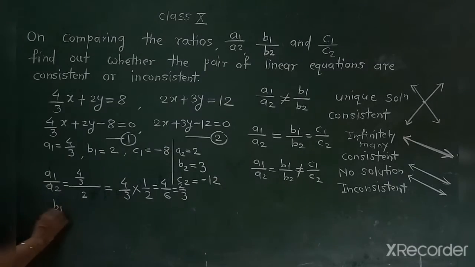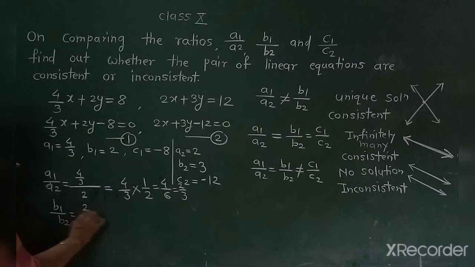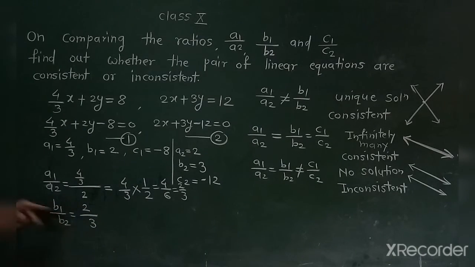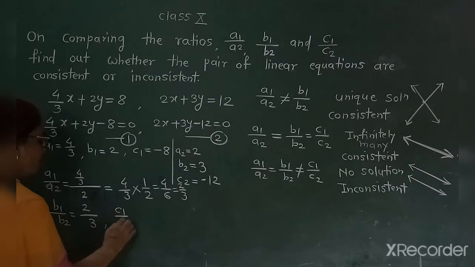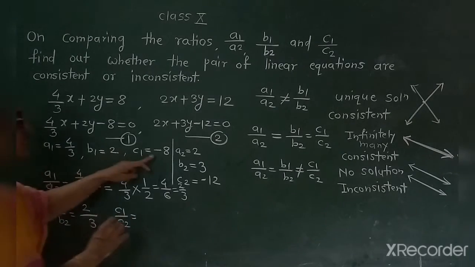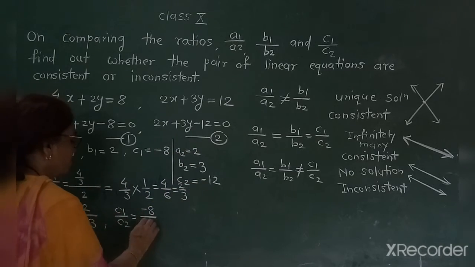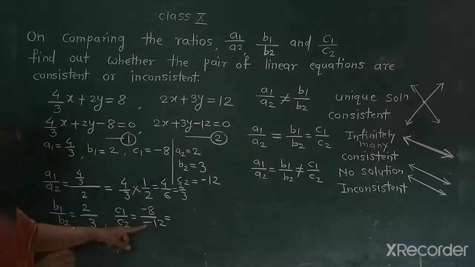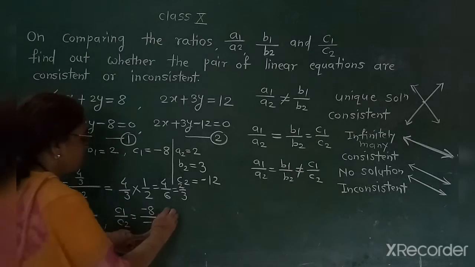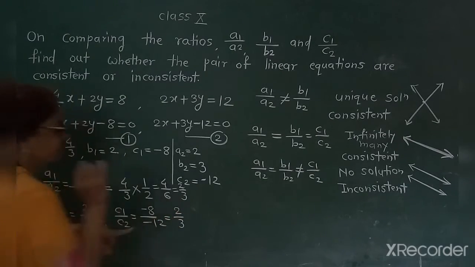Then B1 upon B2 is equal to, B1 is 2 and B2 is 3. Already in the simplest form. And then C1 upon C2 is equal to, C1 is negative 8 and C2 is negative 12. Negative sign gets cancelled and its simplest form is 2 by 3.